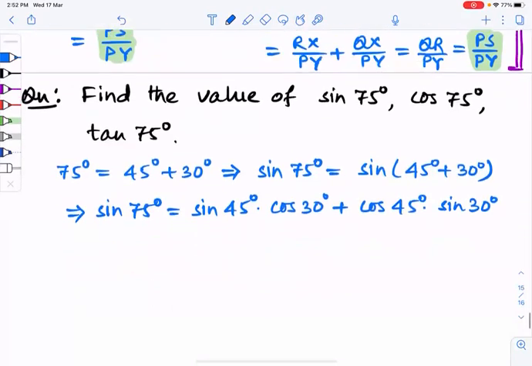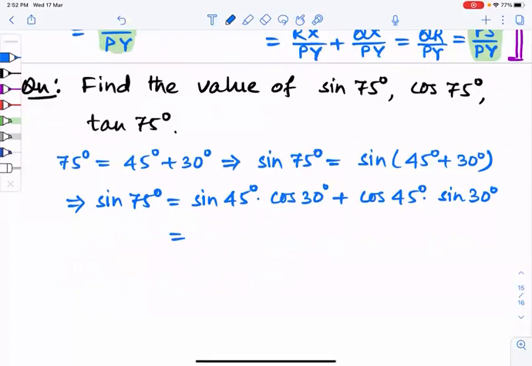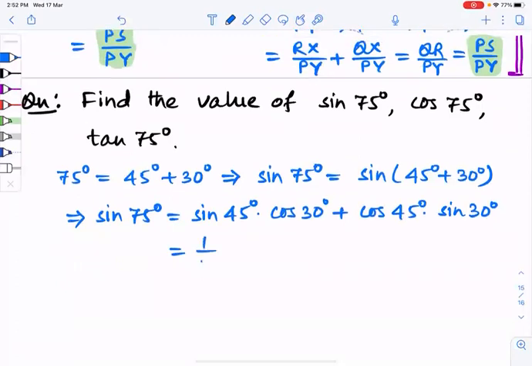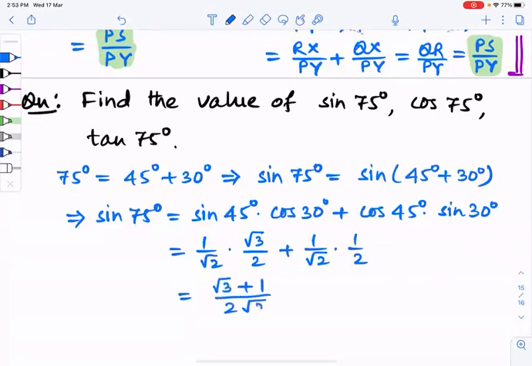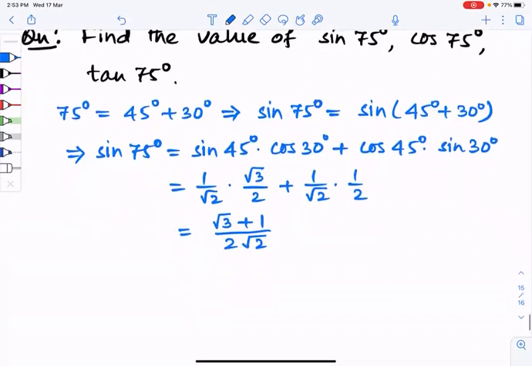Okay. And now we know the value of sine 45 degree is 1 by root 2. Cos 30 degree is root 3 by 2. Plus cos 45 is 1 by root 2, and sine 30 is half. These are the values we already know. And then I can simplify it to get the value as root 3 plus 1 by 2 root 2 in the denominator after taking LCM. So this is the value of sine 75.